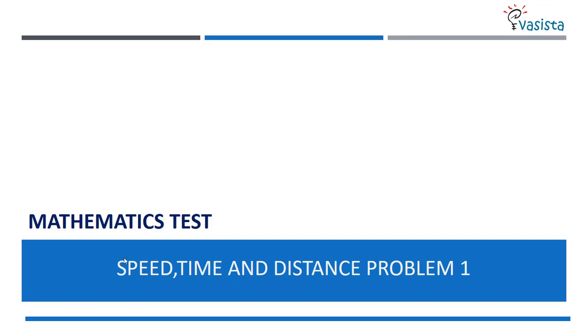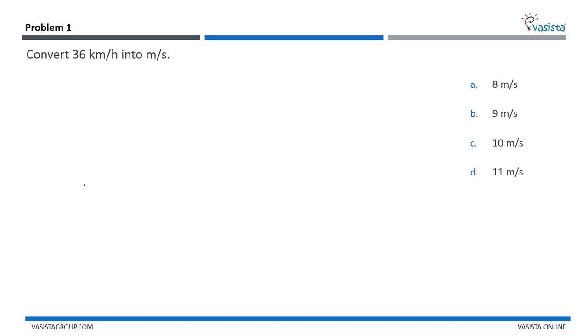Let us go with the first problem based on speed, time and distance. It's a very simple one. Convert 36 km per hour into meter per second. We need to convert kilometer per hour to meter per second.